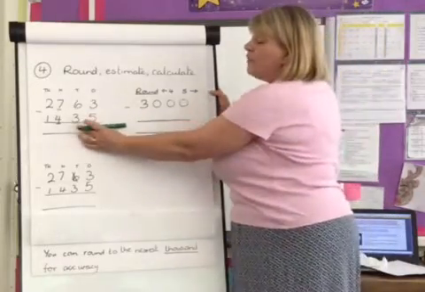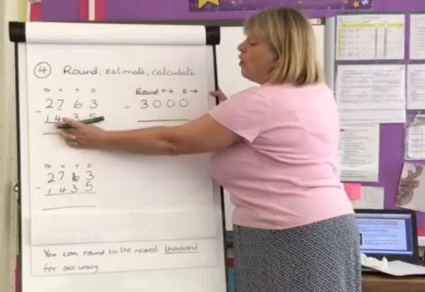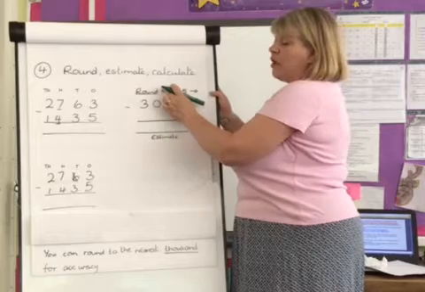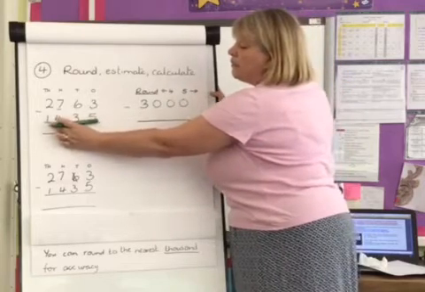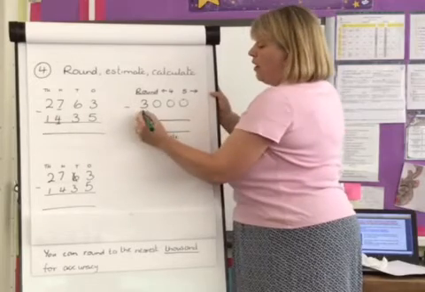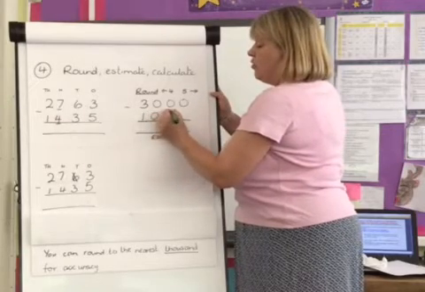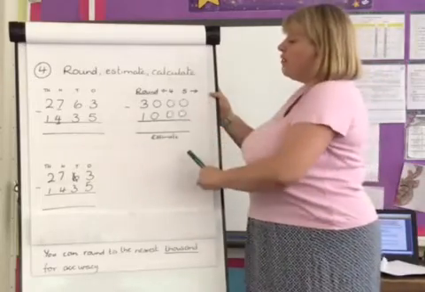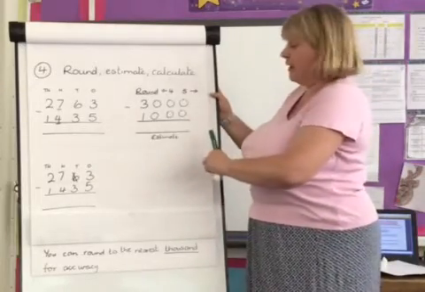Then we're going to do the same thing with this one. So 4 stays at that number, it doesn't go up. So we look at 1, and we've got 4 just after, so it will go back to 1. So we're going to round it to 1,000. So when we've rounded it, we then subtract it.